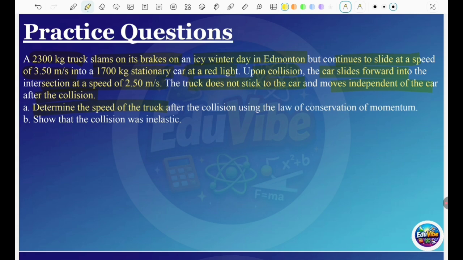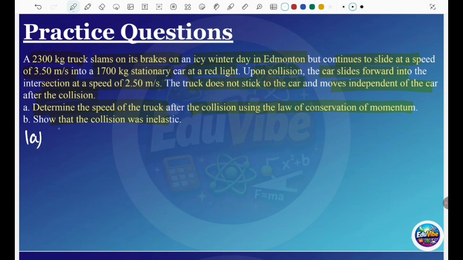So determine the speed of the truck after the collision using the law of conservation of momentum and show that the collision was elastic. So in one question they cover two topics. They cover the hit and rebound topic and the classification of collisions in one dimension. So the first thing we have to find is the speed of the truck after the collision. So we have to find V1F, because the first one is the truck and the second one is the car.